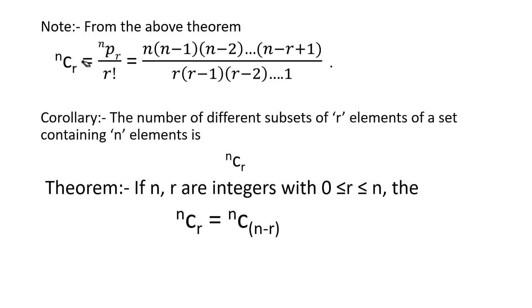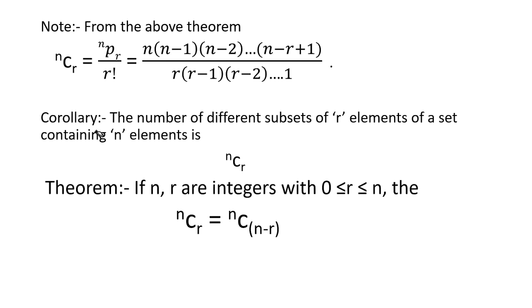In general, nCr or n choose r is equal to nPr upon r factorial. nPr is equal to n times (n minus 1) times (n minus 2) and so on up to (n minus r plus 1). And r factorial means r times (r minus 1) times (r minus 2) and so on up to 2 times 1. So in the numerator we have r consecutive terms, and in the denominator we have r consecutive terms. In the numerator it starts with n, and in the denominator it starts with r.